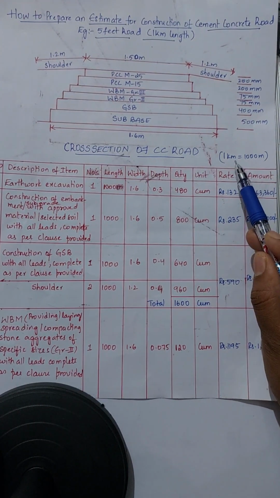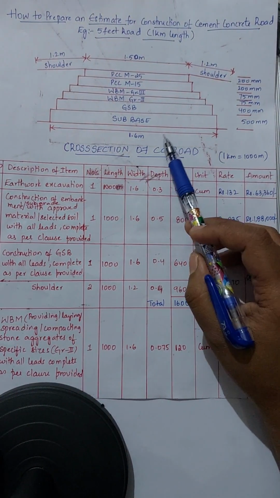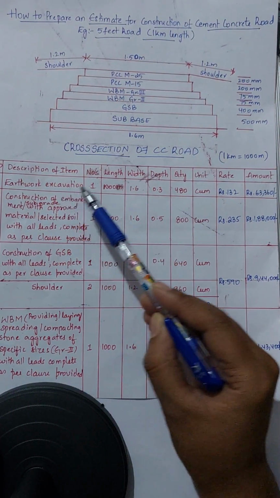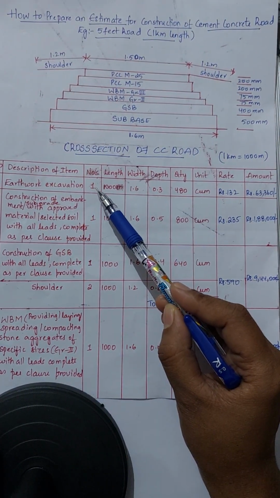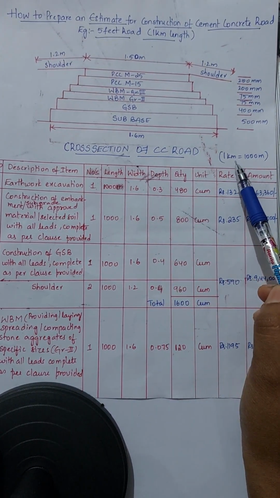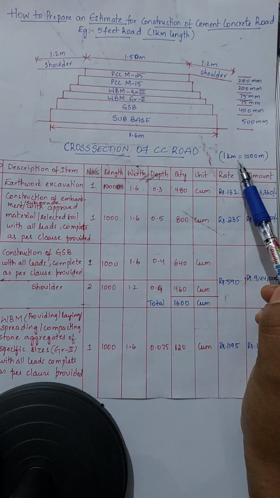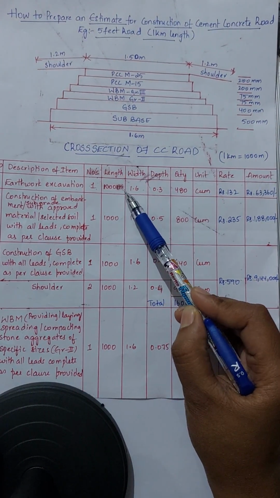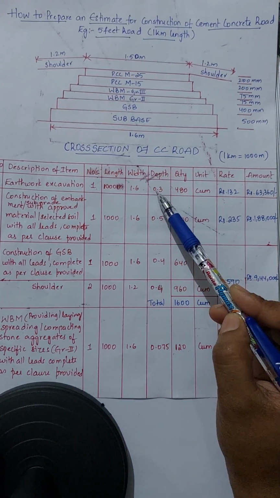1000 meters equals 1 kilometer. And the cross section of the CC road you can see here, and the dimensions are as follows. So now we will proceed with the estimation. Firstly, we will do the earthwork excavation. For one road we are doing now, so we will take one number, and the length for 1 kilometer is 1000 meters, and the width you can see is 1.6 meters.